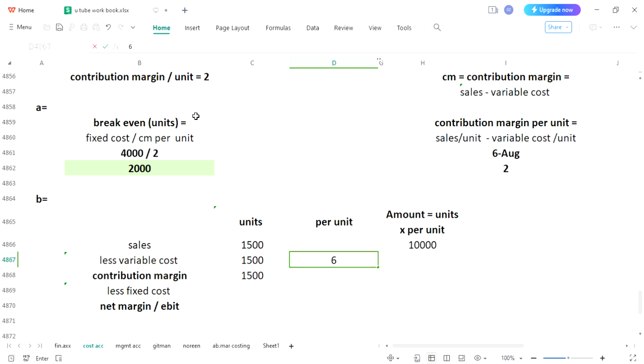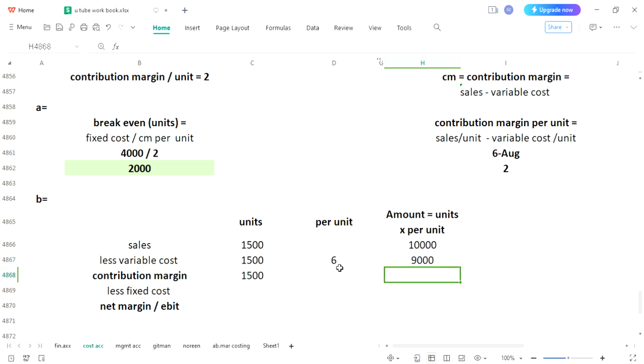$6 per unit is your variable cost. Over here you can now calculate your total amount of variable cost. What you will do, units would be multiplied with per unit. Units are 1500, and you need to multiply it with per unit, which is 6. In this way your variable cost is calculated.